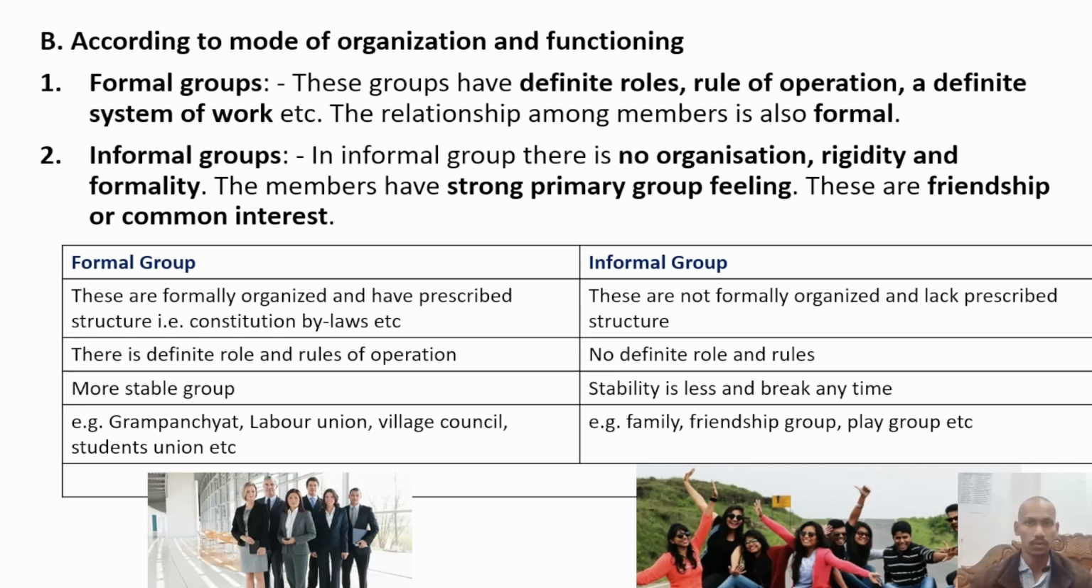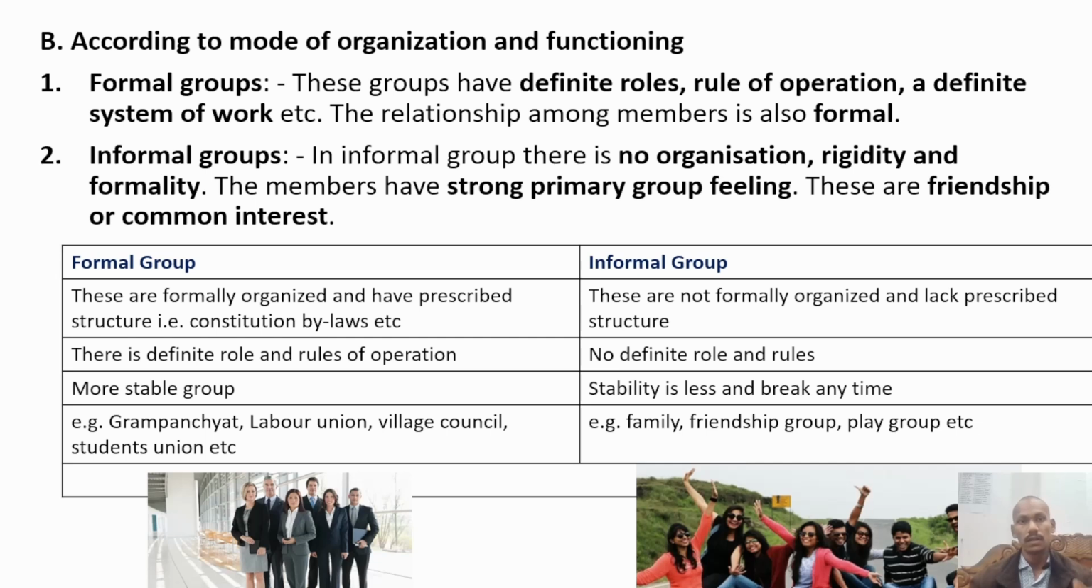you hurt somebody. In a formal group, there is a definite role and rule of operation, you have to work like this and follow this procedure. But there is no definite rule or role in an informal group. A formal group is a more stable group. Stability is less in an informal group and it can break anytime, but we cannot say that it will break; relatively, it is less stable than a formal group.